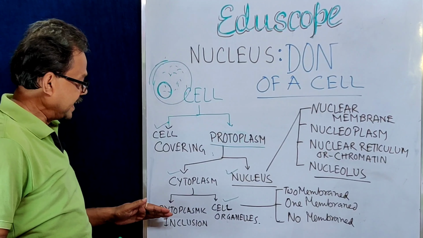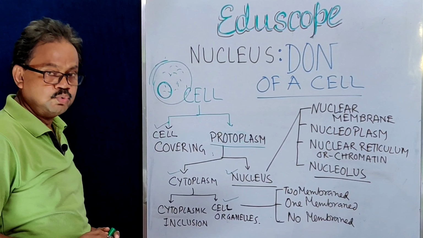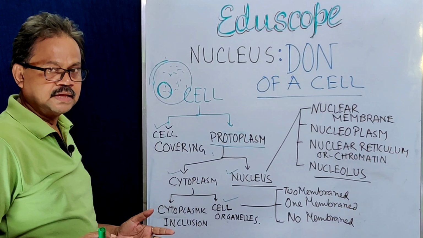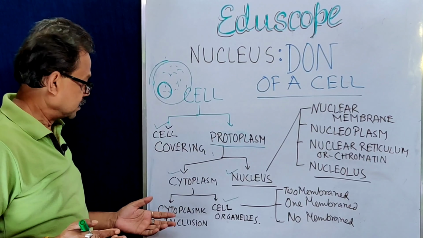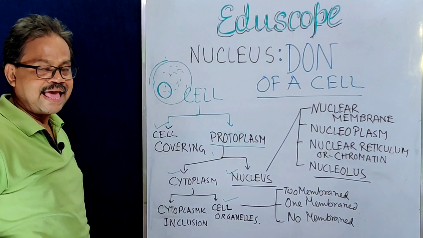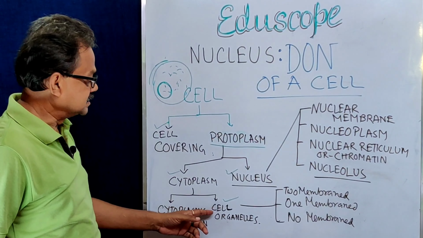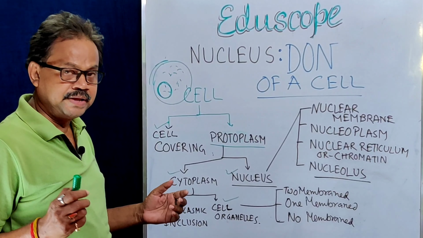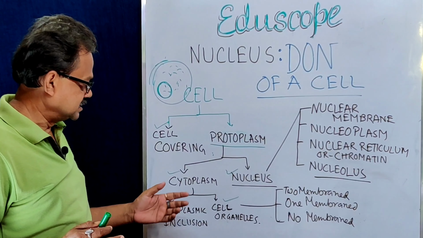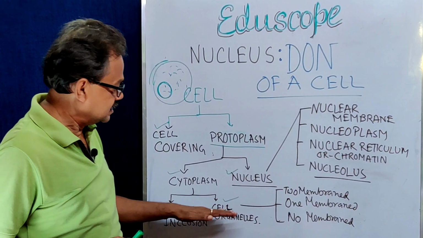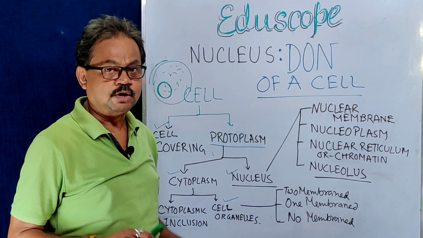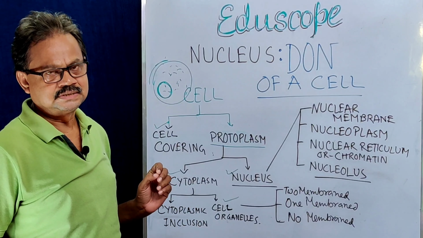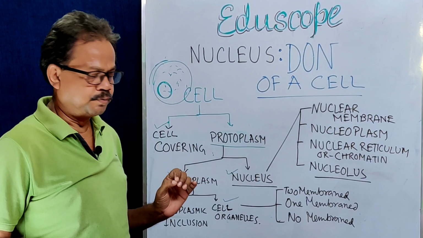Examples of cytoplasmic inclusions are starch, glycogen, and different types of protein and lipid. These are cytoplasmic inclusions, as these are non-living. But cell organelles are living. There are many cell organelles present in the cytoplasm, and these cell organelles are classified on the basis of the number of membranes they possess.